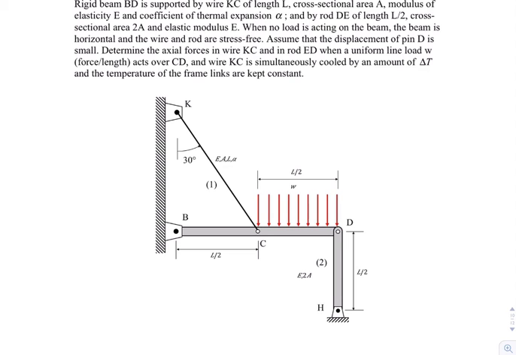For this problem, we're looking at a frame which is made up of members BD, which is a rigid bar, and DH. There's also a wire which is connecting point C on the rigid bar back up to joint K. We have a line load acting over the right half of the rigid bar BD, and what we also know is that the temperature of the wire KC is being cooled by an amount of delta T where everything else is being kept at a constant temperature.